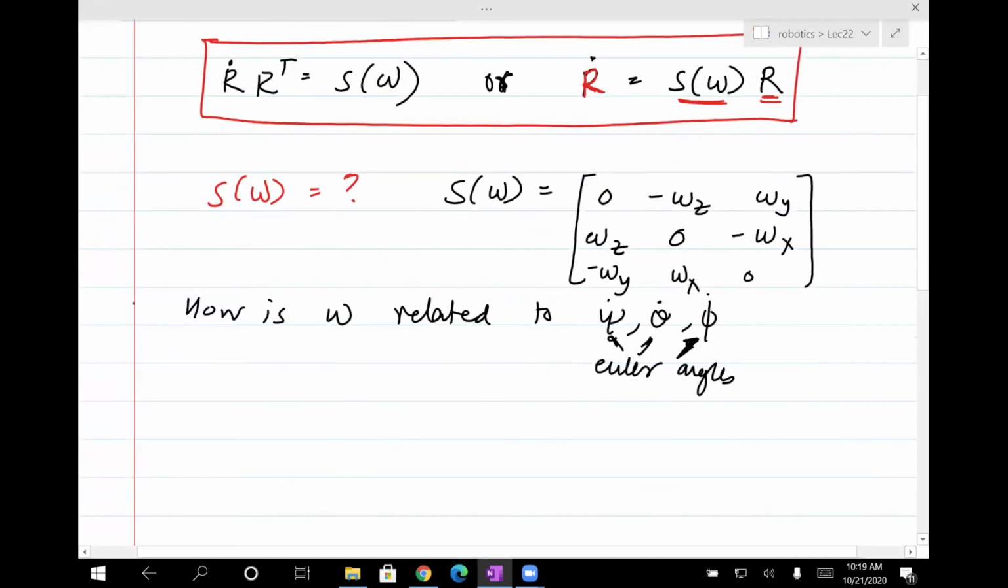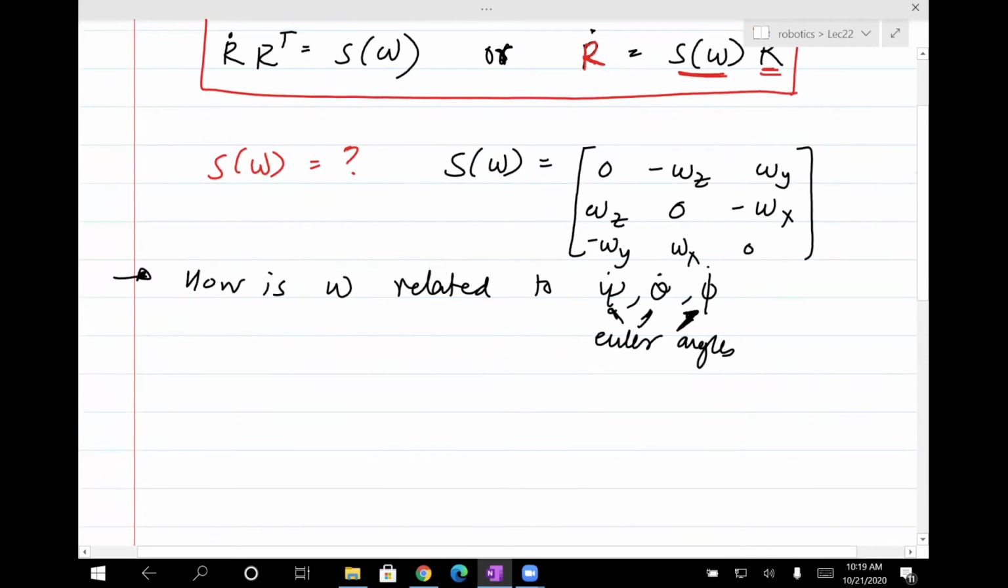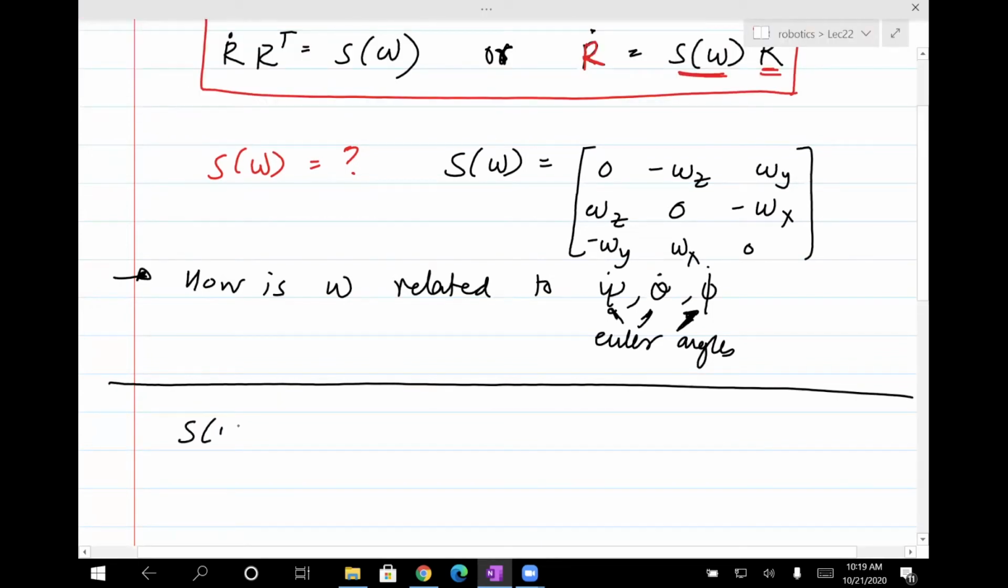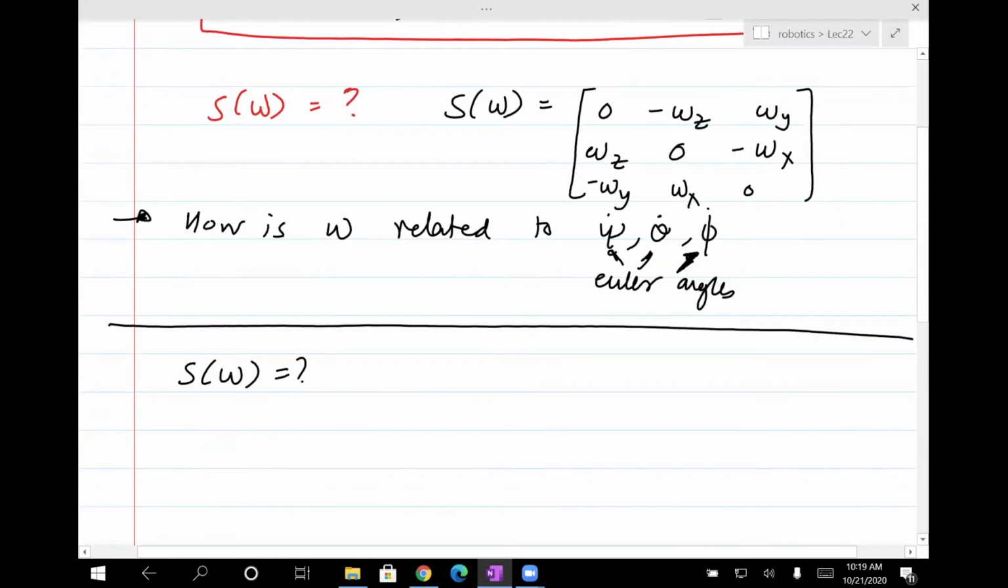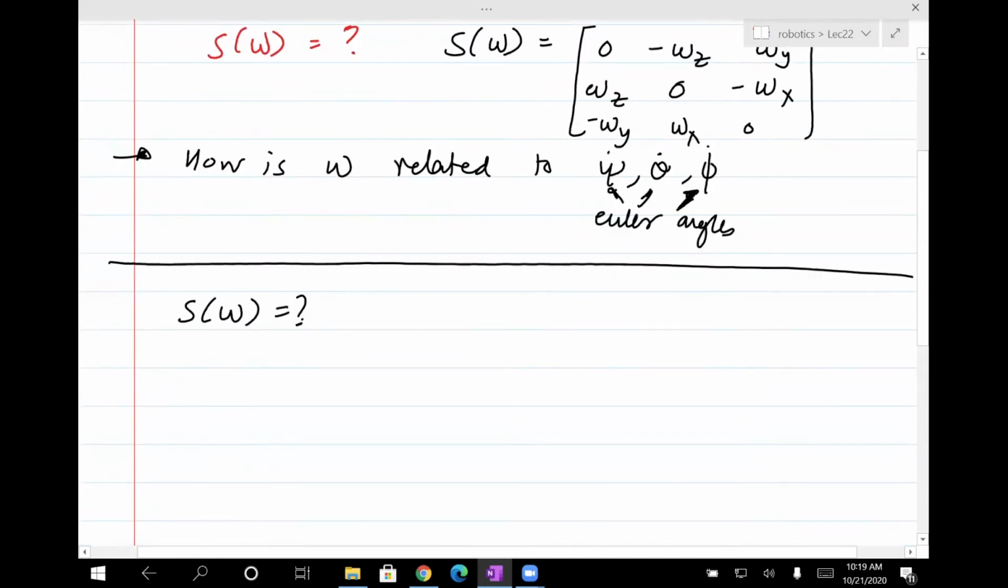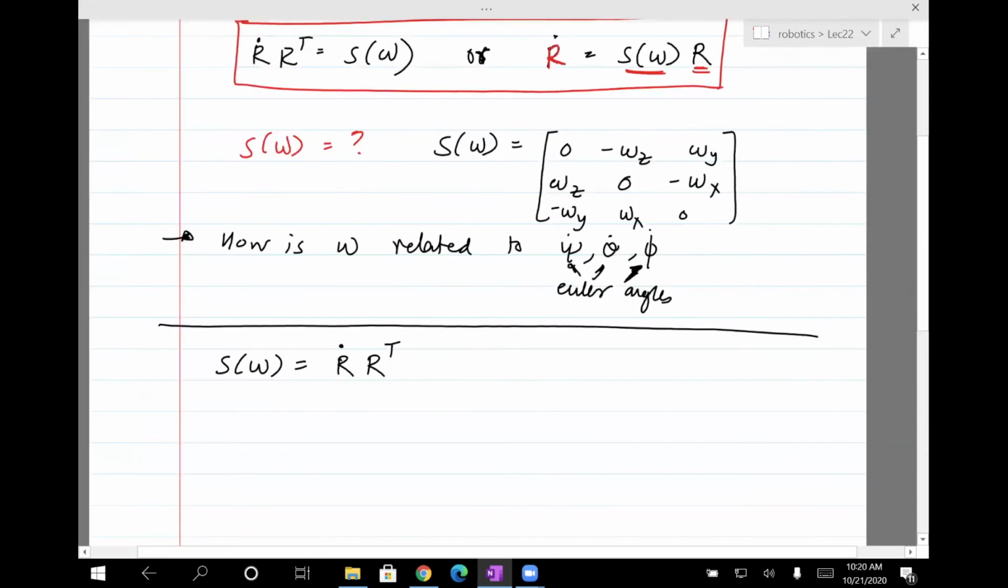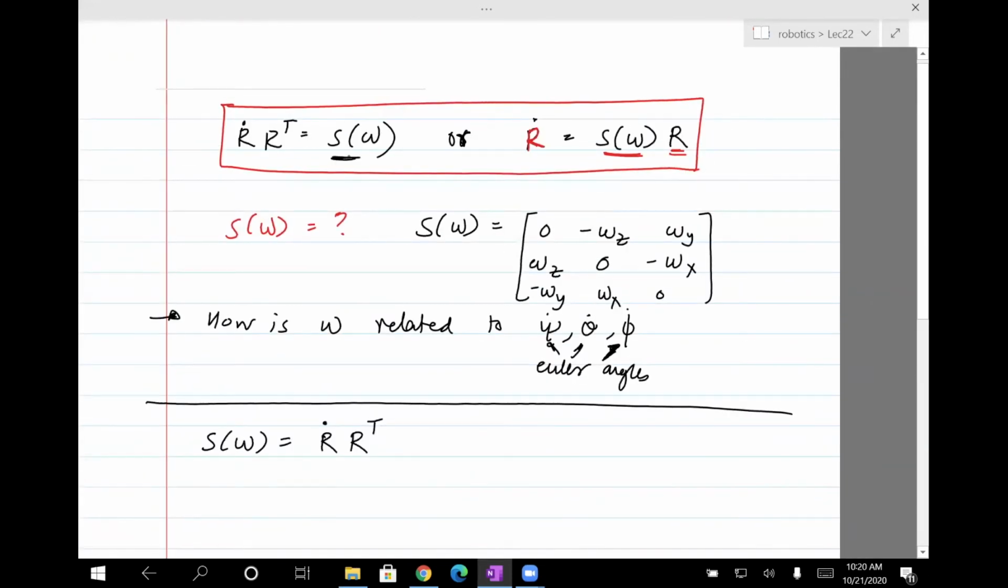So we still need to establish this relation, and that's where we build up our math. Now I'm going to try to find S of omega, and that will give us a formula for the angular speed in terms of the rate of change of the Euler angles. This is slightly involved, but bear with me. I'm going to start with the definition of S of omega. It's basically R dot times R transpose. Where did I get that from? It came from this expression here.